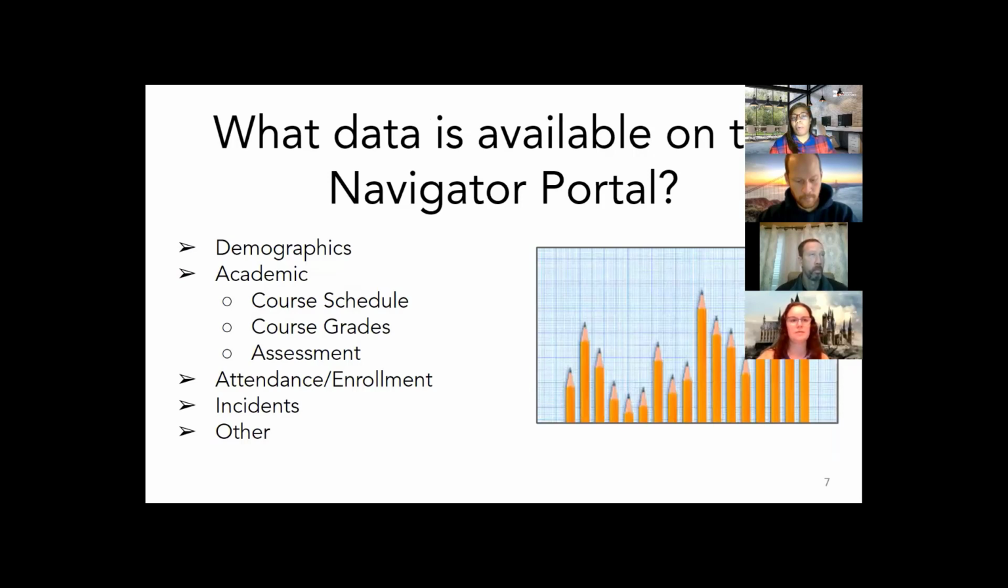Data on the portal, it is an abundance of data that lives in the Navigator portal. So we're going to have basic demographic information. We're going to have academic information. We're going to have course schedules. We're going to have past grades. We're going to have assessment data. We're going to have data related to attendance and enrollment. How many schools has a student gone to? How many days did they attend that school? How many days have they attended my current school?